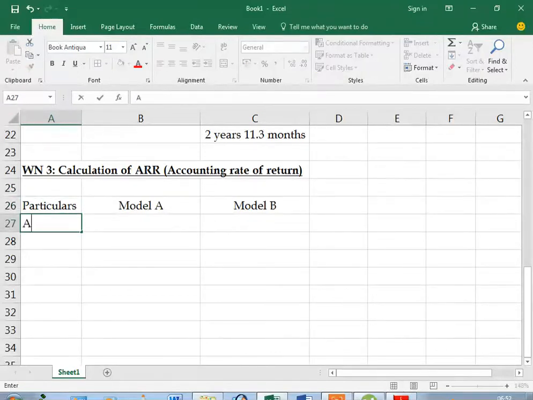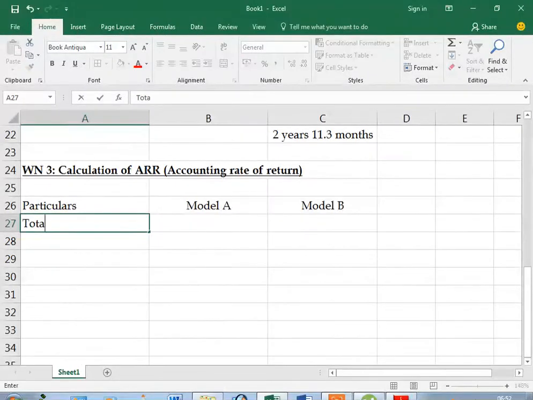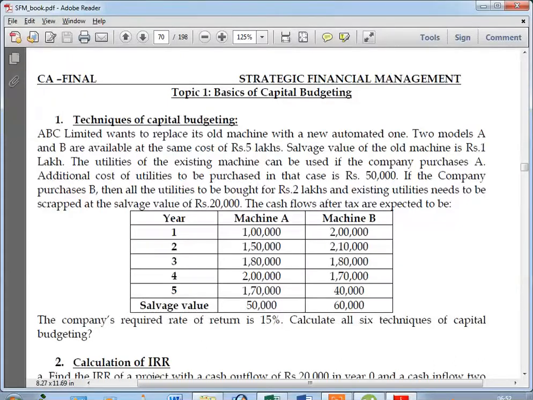It is average profit after tax. First let me calculate total PAT. Now what is given in the question is cash flows. From cash flows, do I need to deduct depreciation or add depreciation to get PAT? You have to deduct depreciation to get PAT, because PAT plus depreciation is cash flow. So indirectly PAT is equal to cash flow minus depreciation.